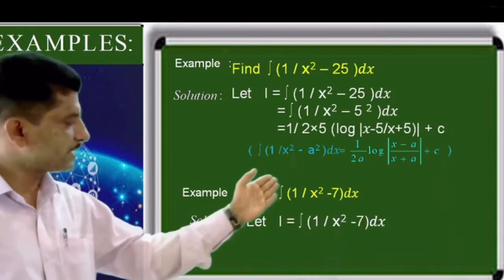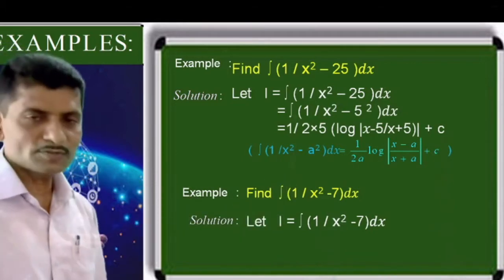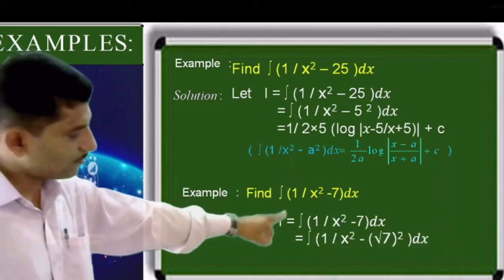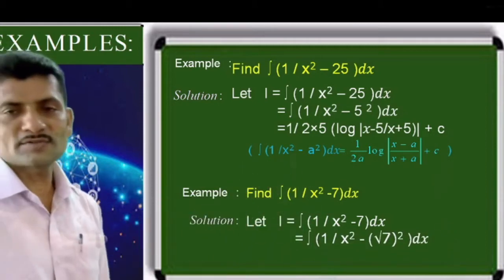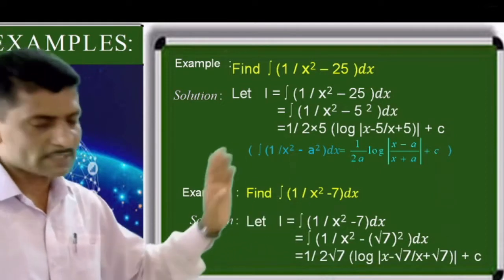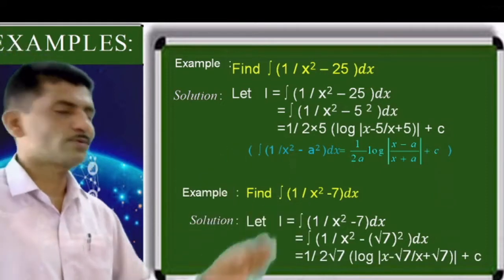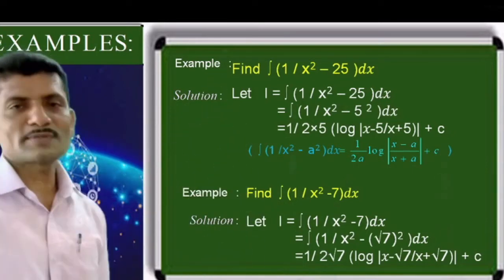I use the given integral, the integral of 1 by x square minus 7 dx. It's going to use the integral of 1 by x square minus root 7 whole square dx. Therefore, 1 by 2 into root 7 into log of modulus of x minus root 7 divided by x plus root 7, plus integral constant. We have log of modulus of the direct result.